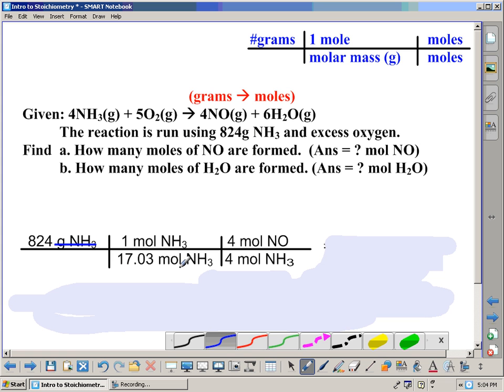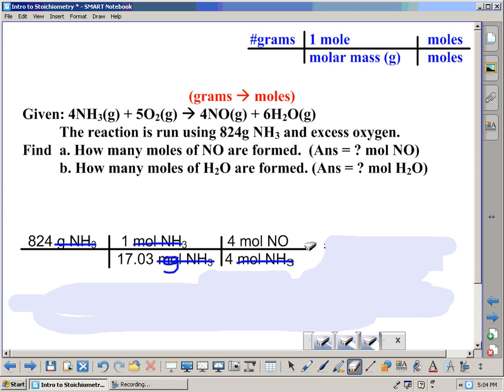Grams of ammonia top, and typo here, that should be grams, sorry about that. Grams of ammonia bottom, okay, moles of ammonia top, moles of ammonia bottom. We're left with moles of NO, which is what we're looking for. And so our final answer, 4.8385 moles of NO.